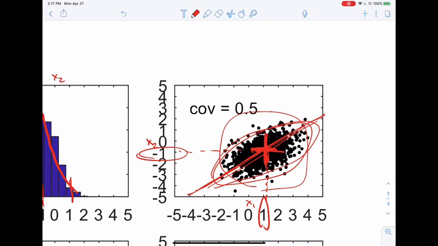Now, when we go to the next set of observations, if you remember the code, the only thing that differed there is I set the covariance equal to 0.8.